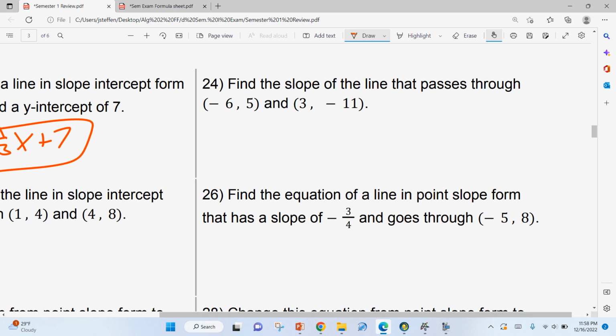Find the slope of a line that passes through -6, 5 and 3, -11. Again, use the formula sheet. Use this equation. This is my x1 and y1. This is my x2 and y2. So I have y2 minus y1, -11 minus 5, over 3 minus -6. Honestly, if I were you, I would use a calculator. Type in -11 minus 5, it's -16. Type in 3 minus -6, minus negatives plus, so that's 9. Again, I would just use a calculator. And then I don't know if that can be reduced or not, so I'm going to use my calculator for that one for sure. 16 over 9.